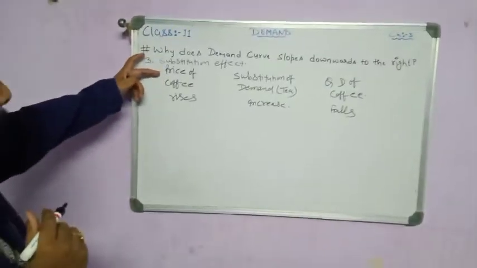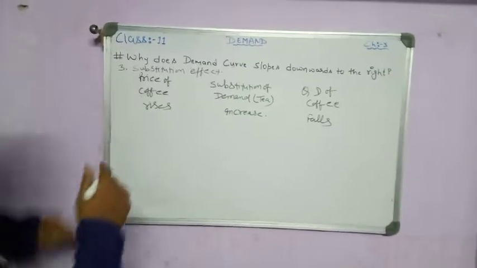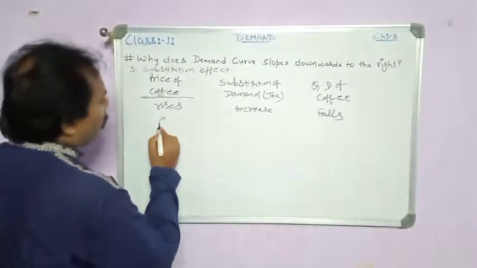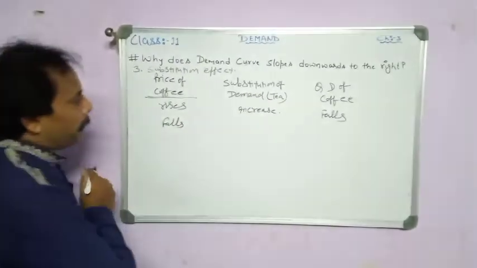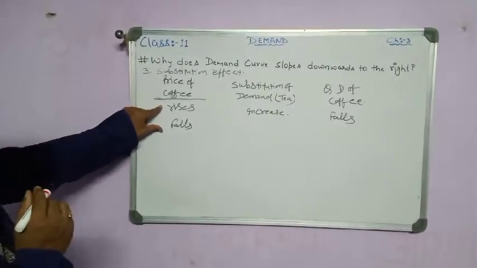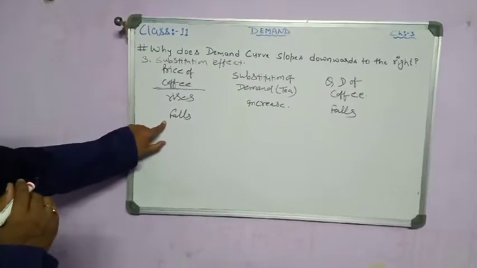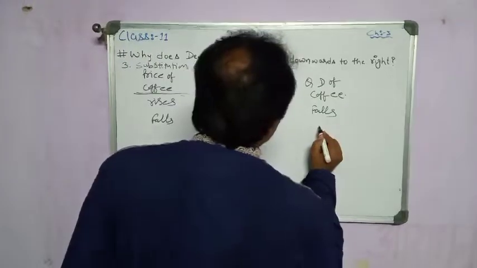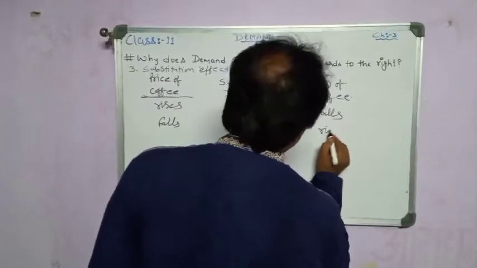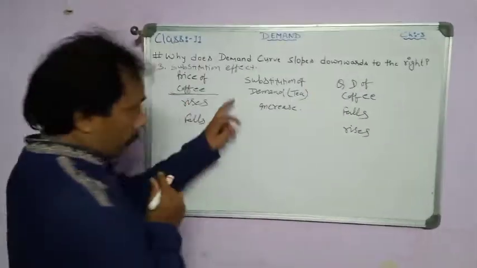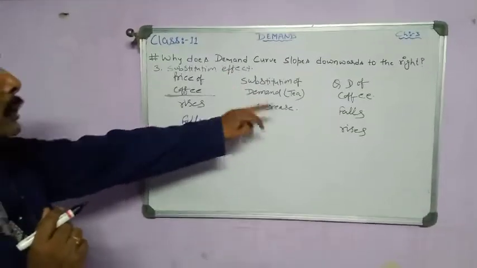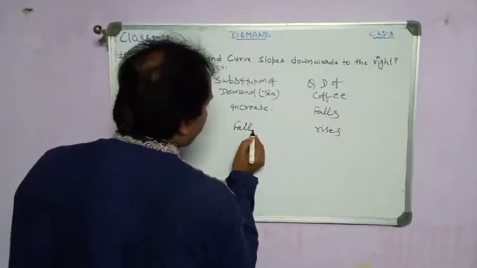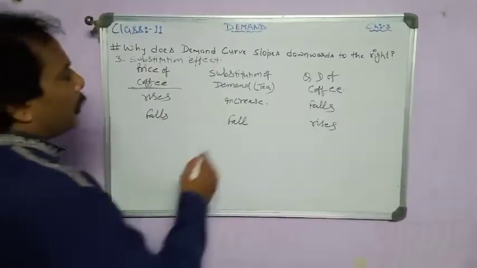Now come to the again, if the price of coffee falls, it means at a lower price a consumer is willing to buy more coffee, so quantity demand of coffee will increase or rise. But its substitute goods like tea, its demand starts to fall. Is it clear? Or decrease.